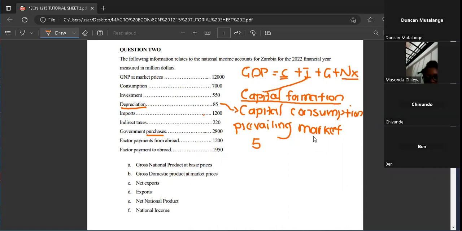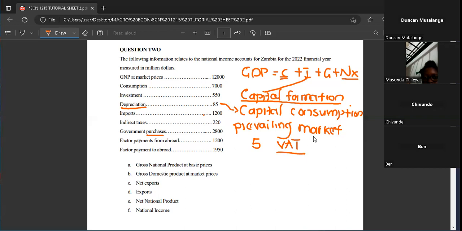All right. But you know that at market prices, we have these indirect taxes. And I believe if you have bought things from Pick and Pay or ShopRite, they'll give you that receipt. And under that receipt, they'll show you something called VAT, V-A-T. The VAT just stands for the value-added tax. It is the indirect tax that is charged on goods and services.